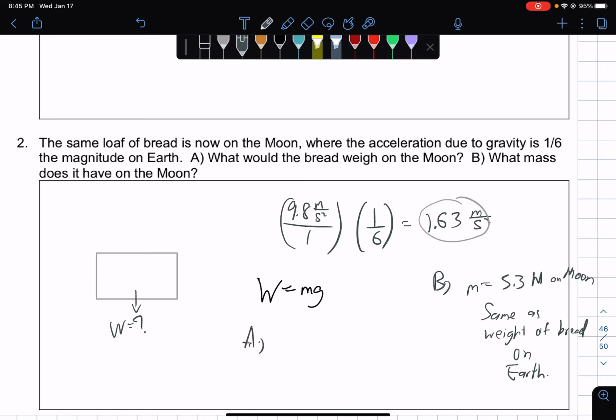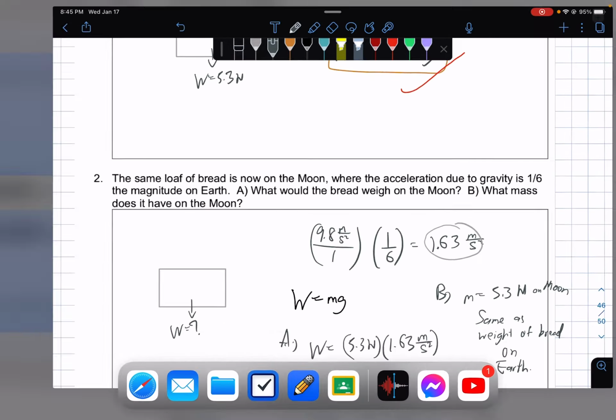We have to look for the weight of the bread. So weight is equal to mass times the gravitational acceleration. The mass of the bread is 5.3 and the gravitational acceleration is 1.63 meters per second squared. What is the SI unit for weight? I suppose that is newtons. Gosh, I hope I'm correct. So the weight is 8.639. Does it make sense? What does the answer key say?